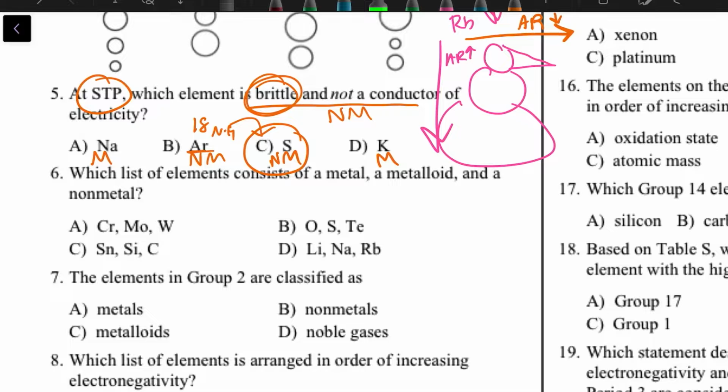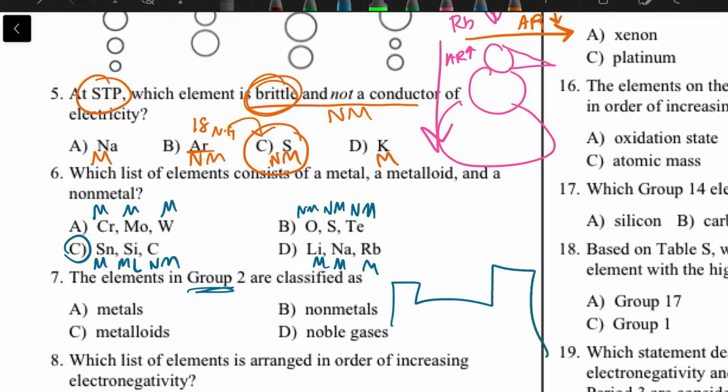Number 6, which list of elements contains a metal, metalloid, and nonmetal? Again, you're going to list out everything. Once you list them all out, C is your answer.